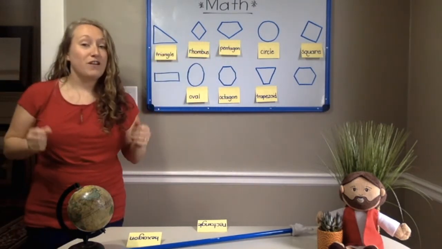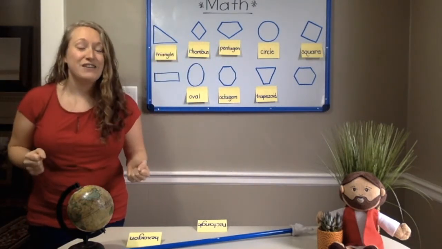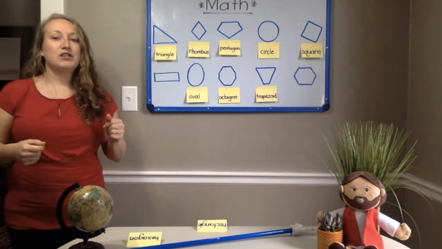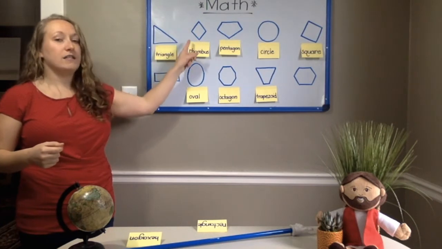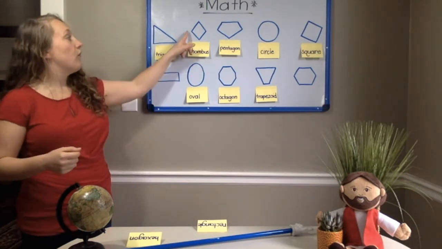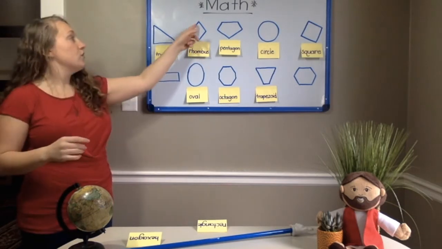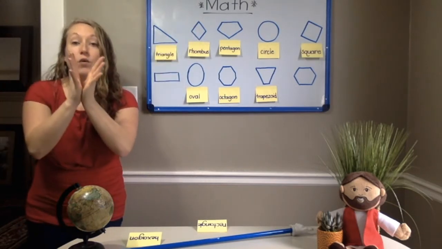Sometimes you might want to call that a diamond, but remember what we say in kindergarten. A diamond is something you wear, and a rhombus is our shape. It has 4 sides, and it has 4 vertices, 4 corners. But 2 of the corners are wide, and 2 of the corners are narrow or skinny.